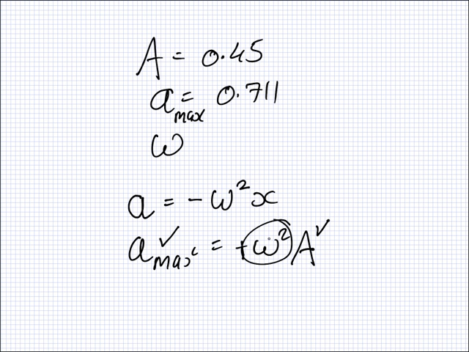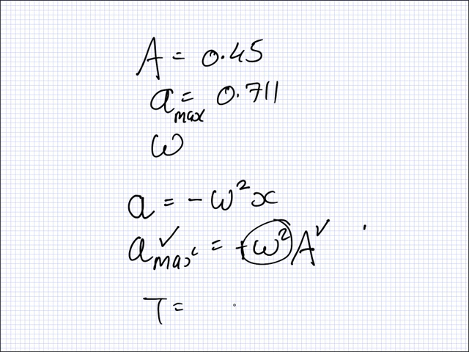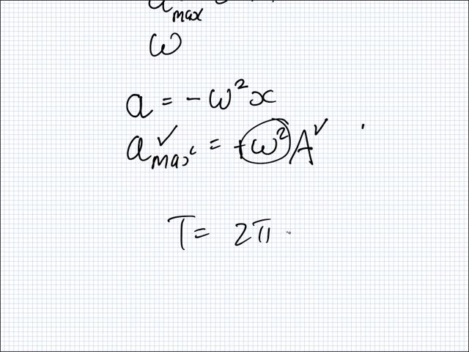Is this one okay? Let's look at the next one. How do we get the time for the pendulum? Yeah, 2 pi root G over L. Or L over G. Now you've confused me. Is it L over G? Yes, it's L over G.